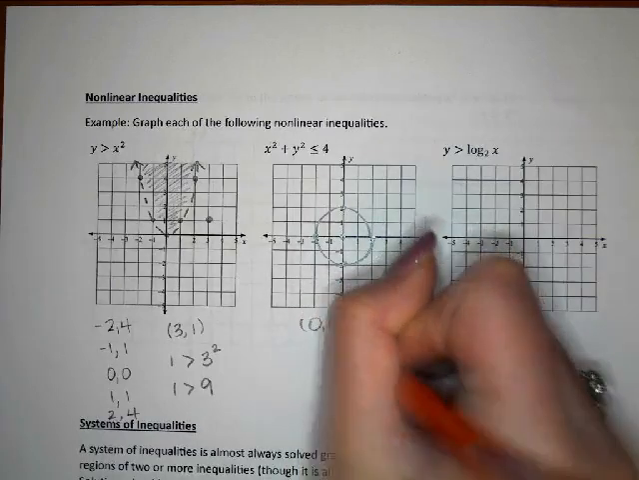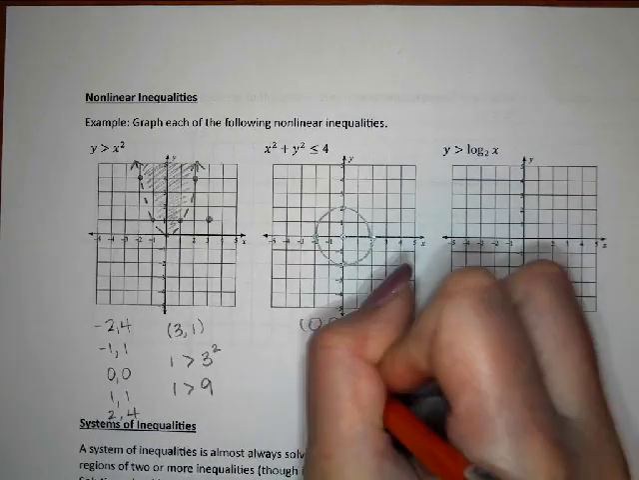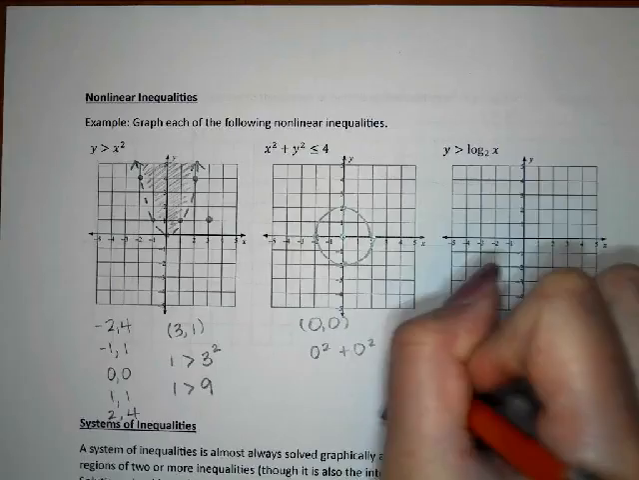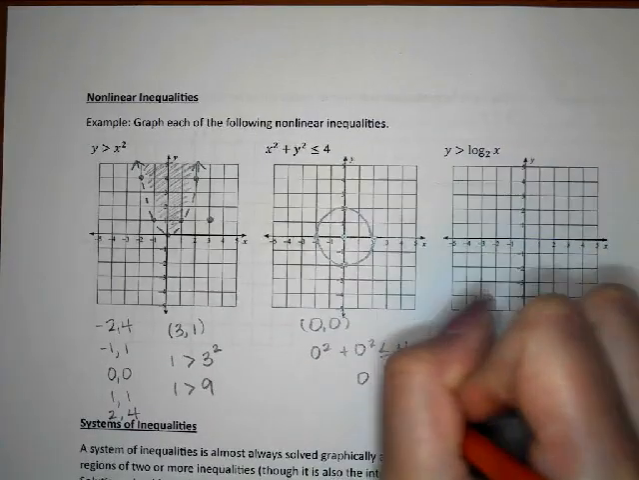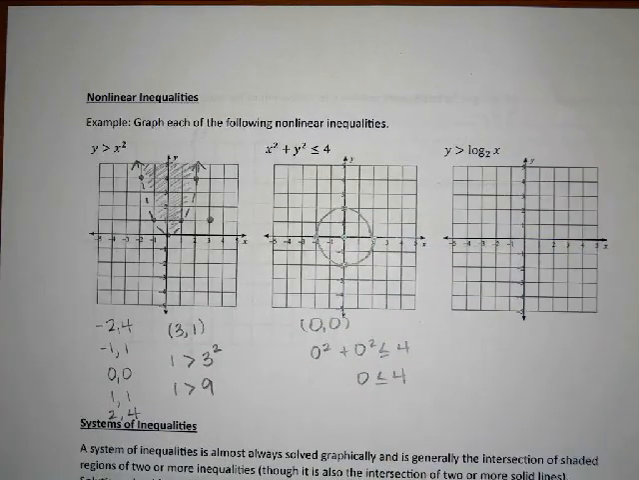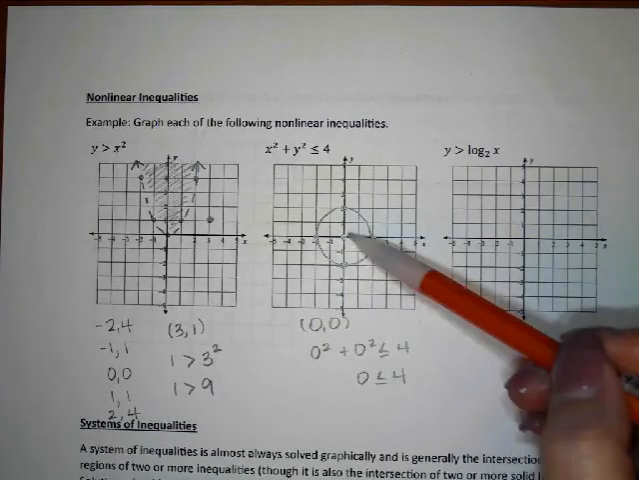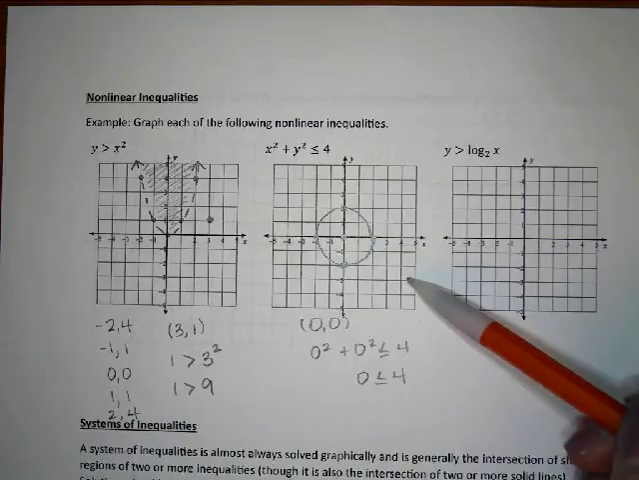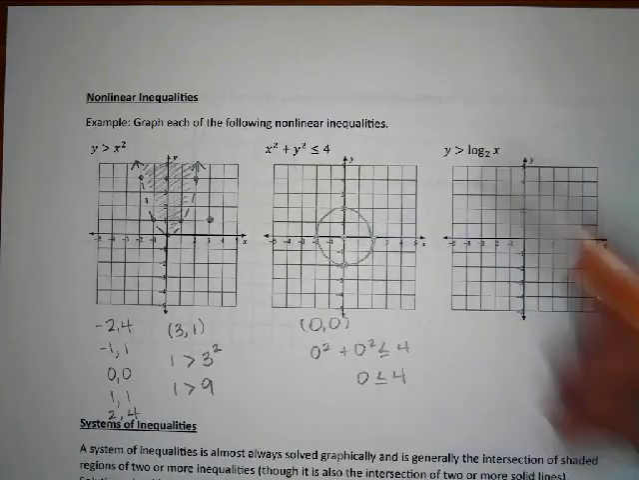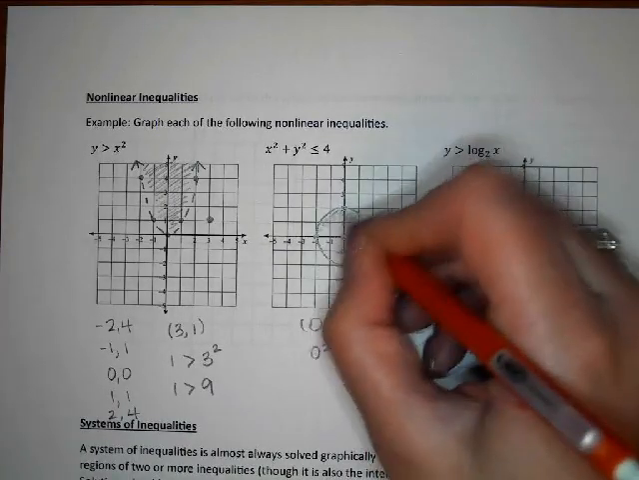So I have 0 squared plus 0 squared is less than or equal to 4. And that's true. So in this case, with the circle, I have inside the circle versus outside the circle. The point inside the circle is true, and so I will shade inside the circle.